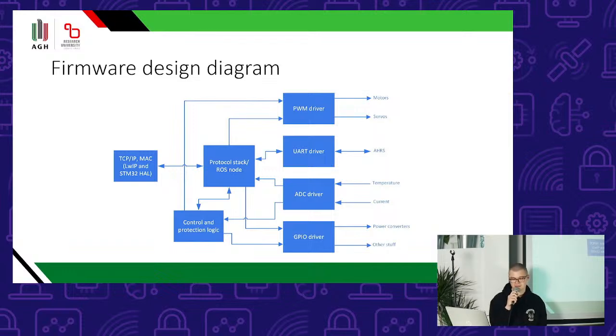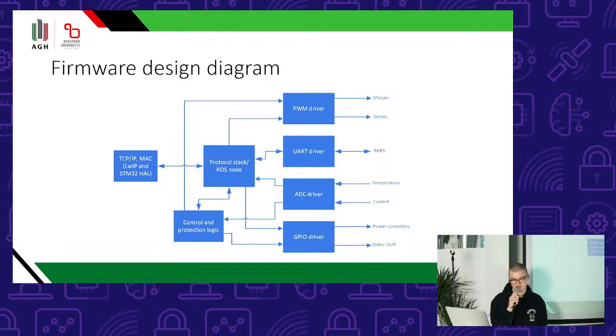In the center we have the protocol stack, which is the core of the translator that encapsulates the data that comes from the Ethernet, and in this data we have some ID, and based on the ID we can transfer the payload to the appropriate driver that knows how to parse the payload. On the left side we have the network stack, the TCP/IP stack, which is provided by the lightweight IP library, and the Ethernet MAC driver, which is provided by the HAL.